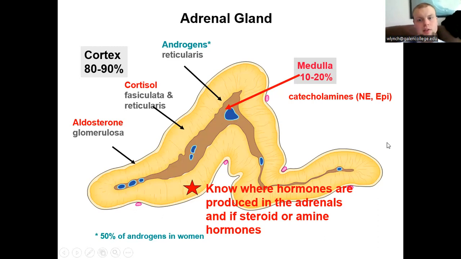So here we have to know if the hormones are amine or steroid. Remember that catecholamines are going to be amine hormones, and our steroid hormones are going to be androgens and cortisol and aldosterone.